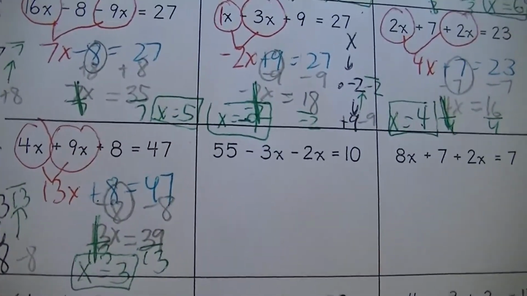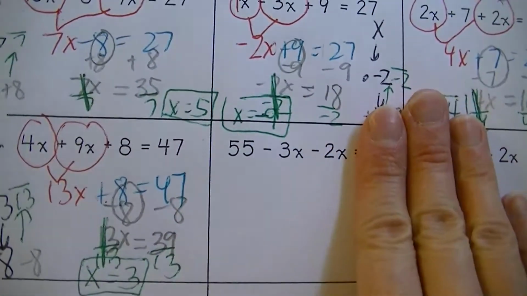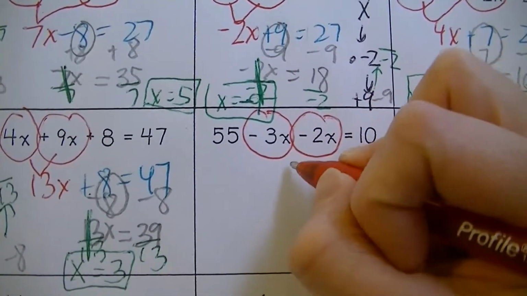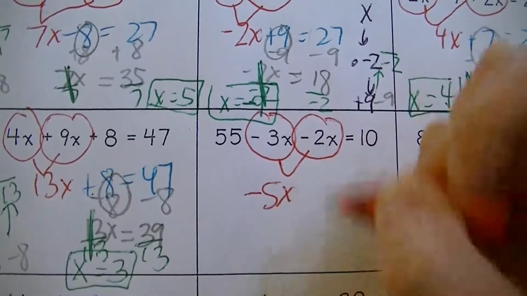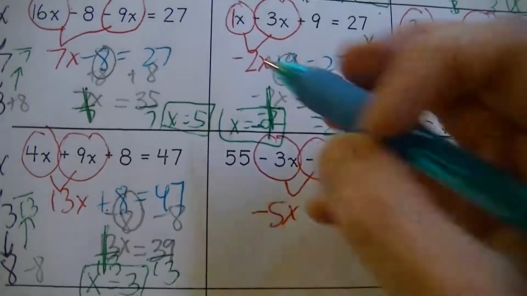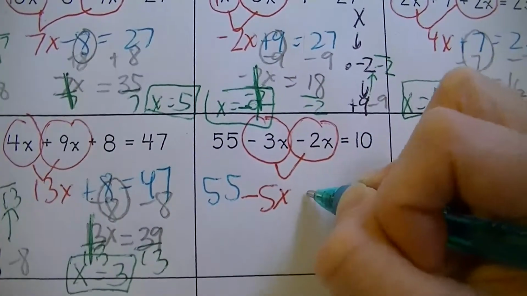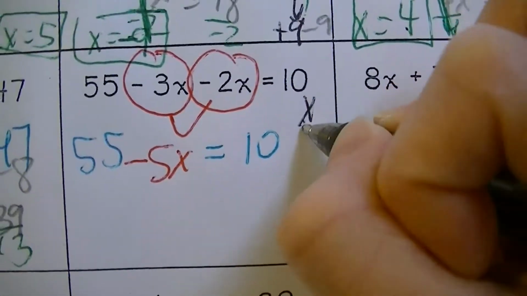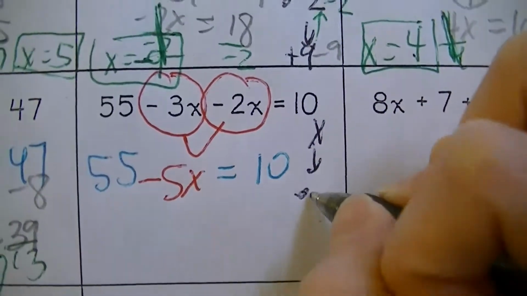The next problem, combine like terms on the same side of that equal sign. So I see I have a negative 3x and a negative 2x. So negative 3x minus 2x is negative 5x. Bring everything else down. So you had a 55, you had an equal sign, and you had a 10. Now you're going to go ahead and build that. Start with x. They multiplied by negative 5.